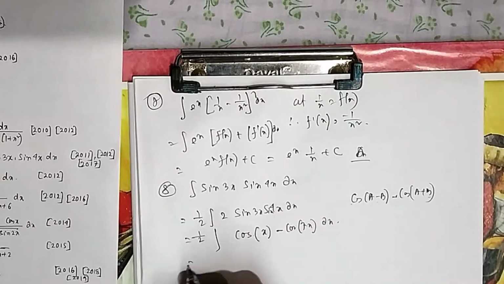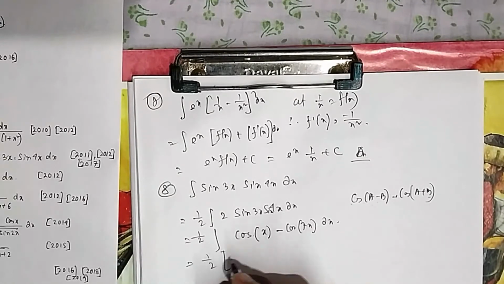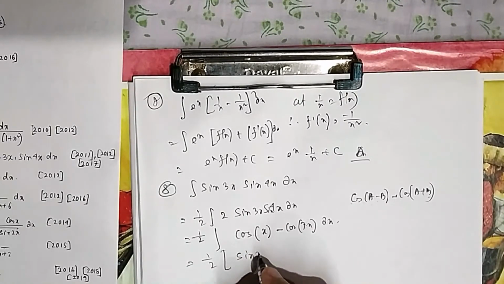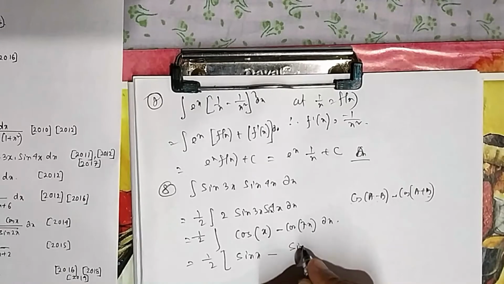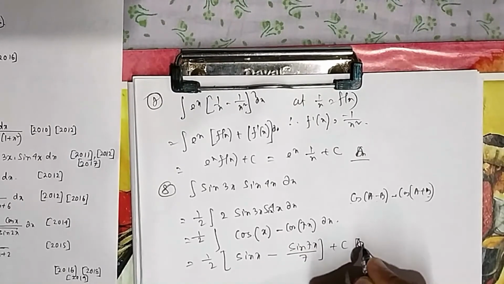So what happened using this, because it is plus minus, now you can segregate, so you can do the integration separately. Cos x is always sin x, minus integration of cos 7x, which is sin 7x, but because 7 is multiplied, you have to divide by 7. So this is the answer.